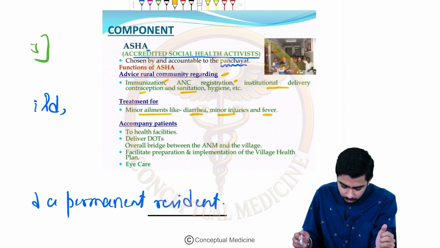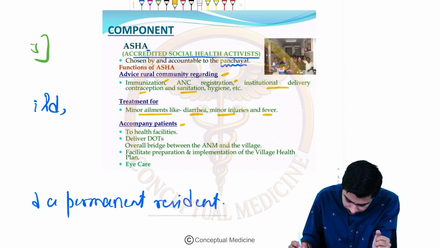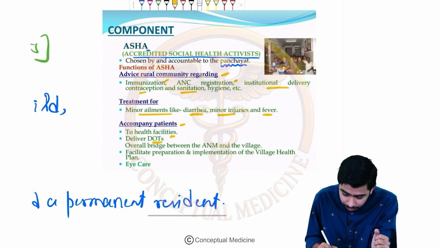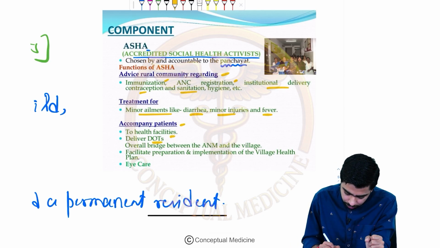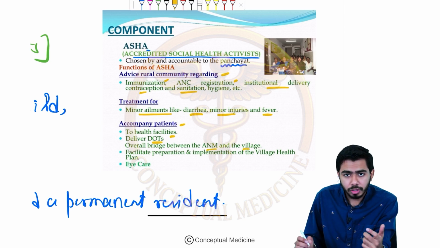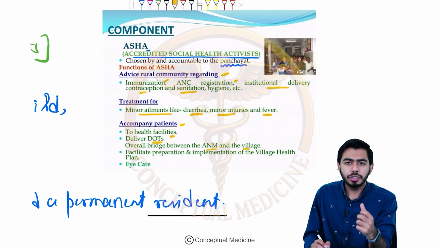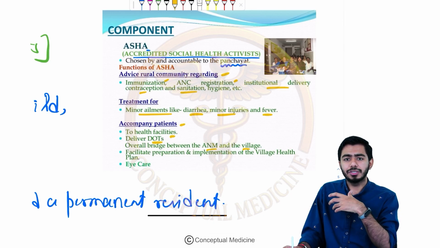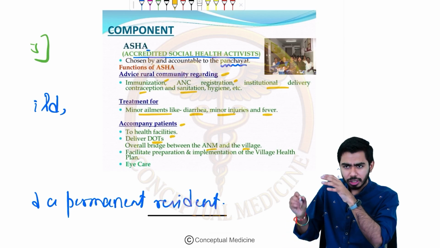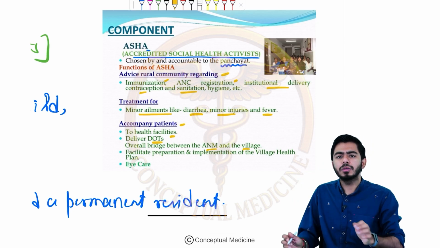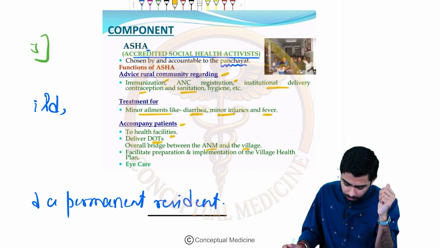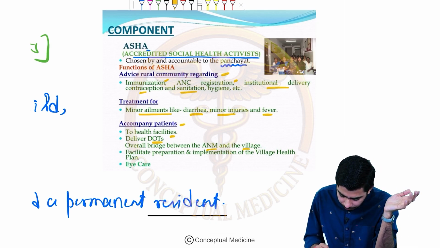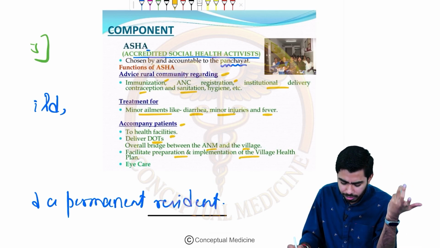And over there also the role of ASHA is very important. They could be accompanying the patient, for example, to the health facilities, delivering the DOTS for tuberculosis management, and overall being a bridge between the ANM and the village, obviously, right? It depends on the ASHA worker how many people are visiting the primary health center, because they can significantly reduce the burden on other departments, right? And facilitate the preparation and implementation of the village healthcare plan, eye care and all.